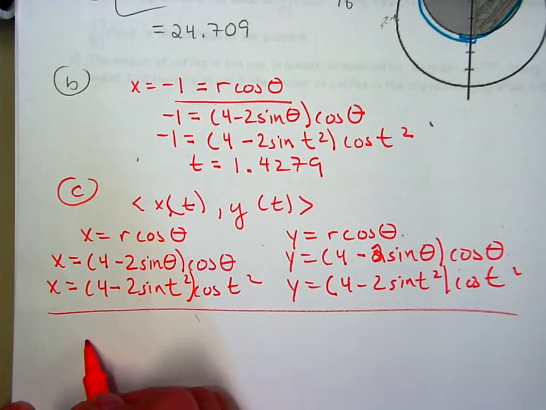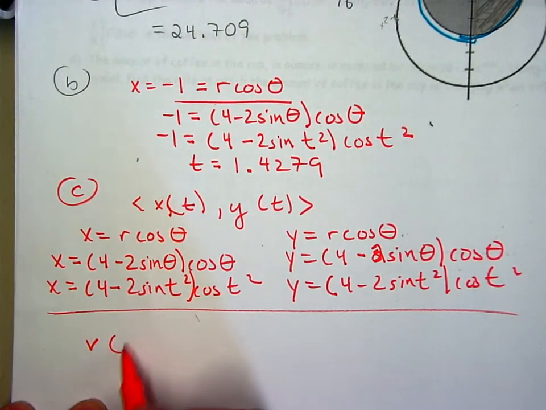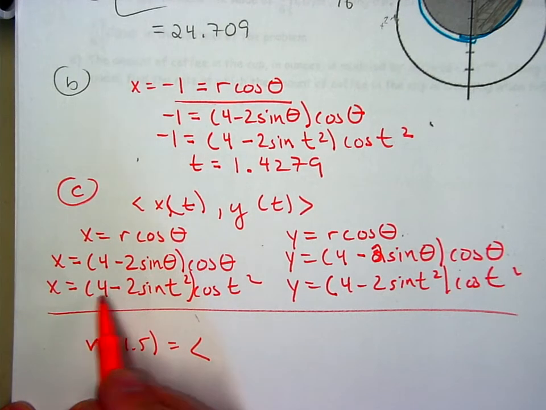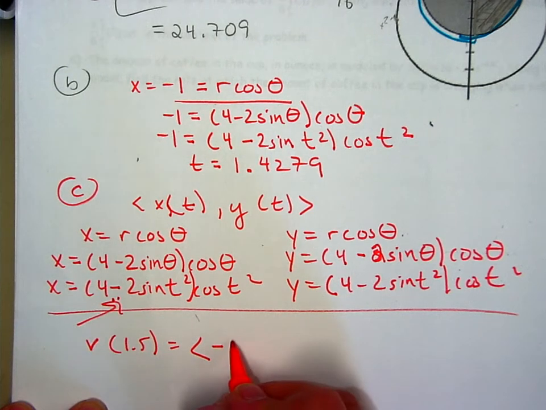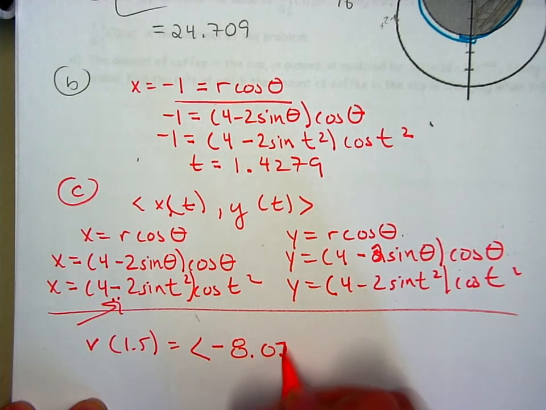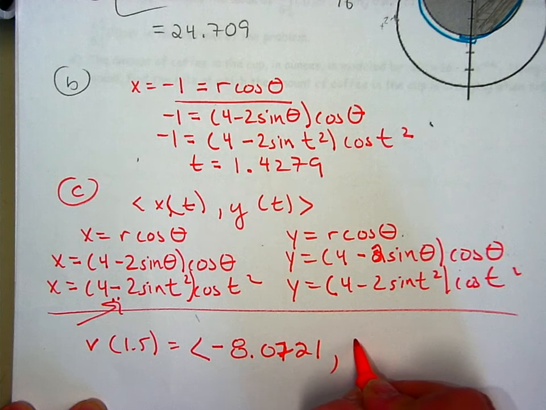Lastly, they want you to find the velocity at 1.5. You will use your calculator. This is the x component. Have the calculator take this derivative and plug in 1.5 for t, and these are my two values that I get. There's your x piece, and my y velocity is this.